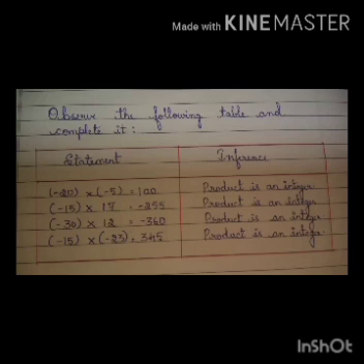Observe the following table and complete it. Minus 20 into minus 5 is equal to 100. Product is an integer. Minus 15 into 17 is equal to minus 255. The product is an integer. Minus 30 into 12 is equal to minus 360. Product is an integer. Minus 15 into minus 23 is equal to 345. The product is an integer.